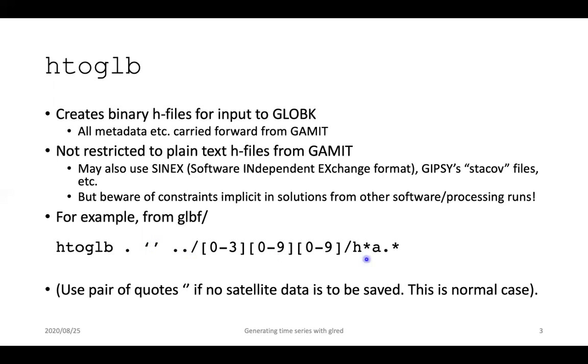And then the final argument is the plain text H files coming from Gamit that you wish to convert to binary H files.